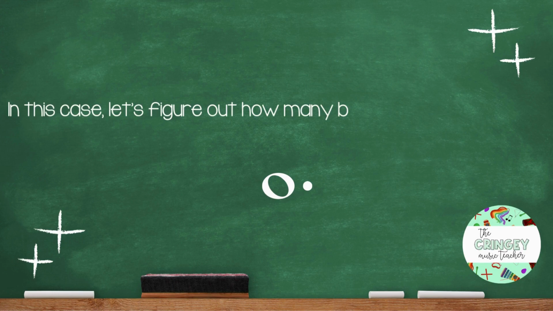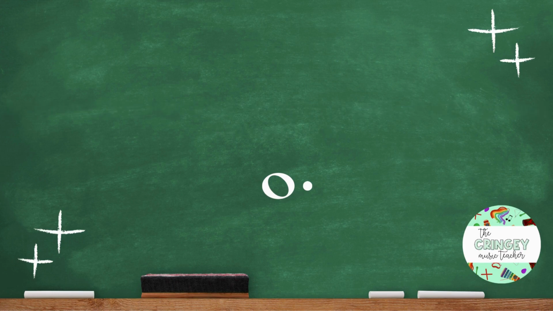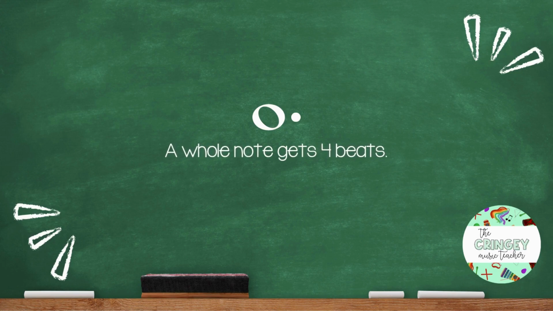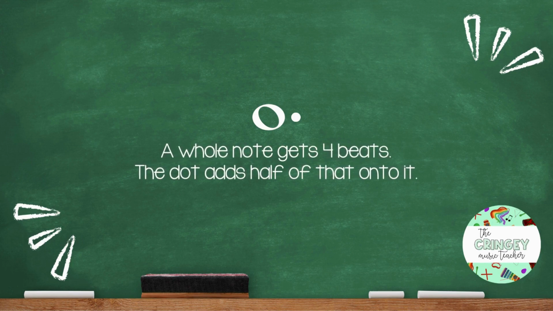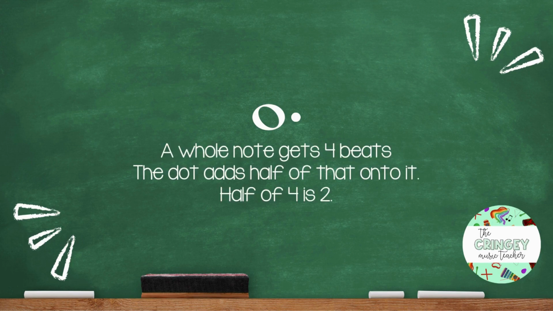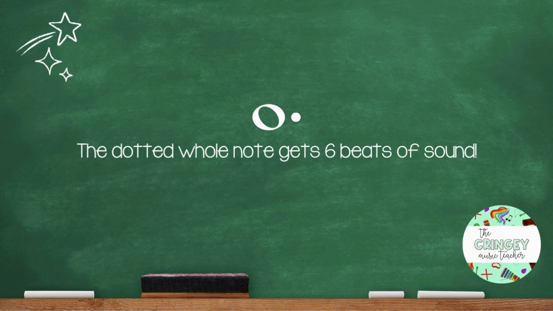In this case, let's figure out how many beats the dotted whole note would get. A whole note gets 4 beats of sound. The dot adds half of that onto it. Half of 4 is 2, so 4 plus 2 is 6. The dotted whole note gets 6 beats of sound.